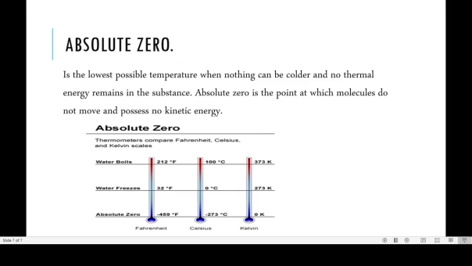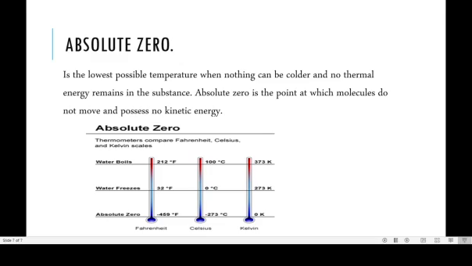This is the lowest possible temperature, when nothing can be colder and no thermal energy remains in the substance. Absolute zero is the point at which molecules do not move and possess no kinetic energy. So at this lowest temperature, kinetic energy is zero, and particles or molecules do not move in the body.